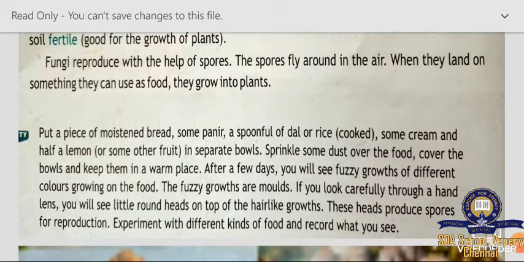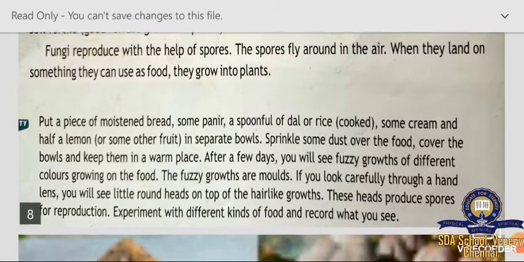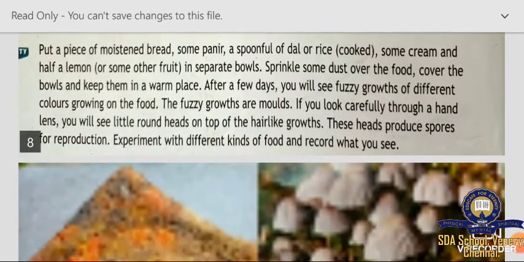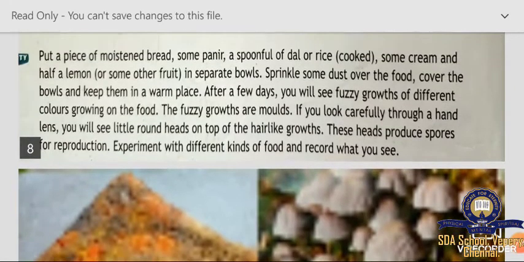Fungi reproduce with the help of spores. The spores fly around in the air. When they land on something they can use as food, they grow into plants. Here is an activity for you to do.